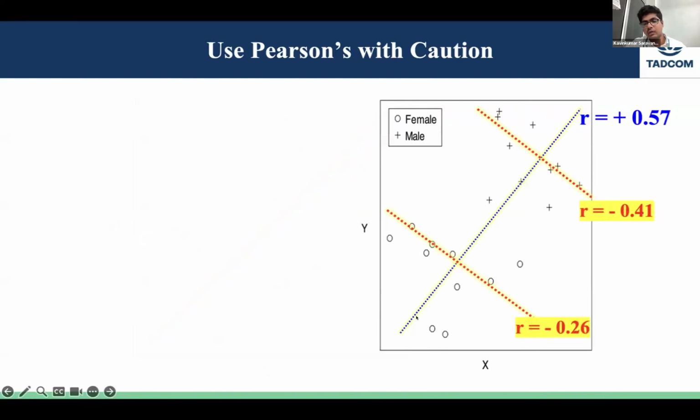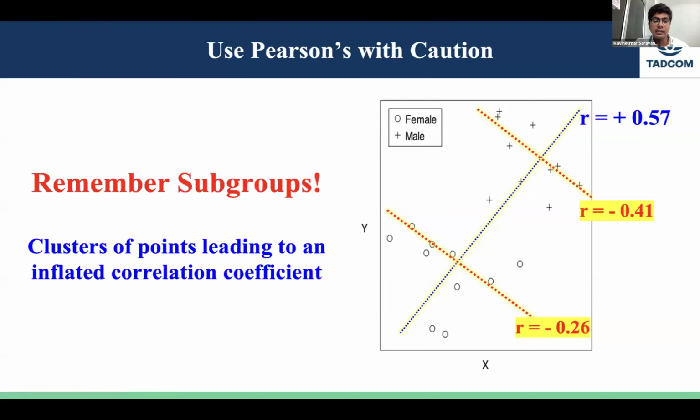So if we look at this image and report it as R is equal to plus 0.57, we have made a gross mistake, because this data group has some subgroups. Subgroup analysis is very essential whenever we interpret the findings. Pearson's correlation is sensitive, and we should remember this in data analysis or reporting. There are subgroups in this cluster of points leading to an inflated correlation coefficient. It is an overall positive correlation, but individually in the subgroups it is a negative correlation.